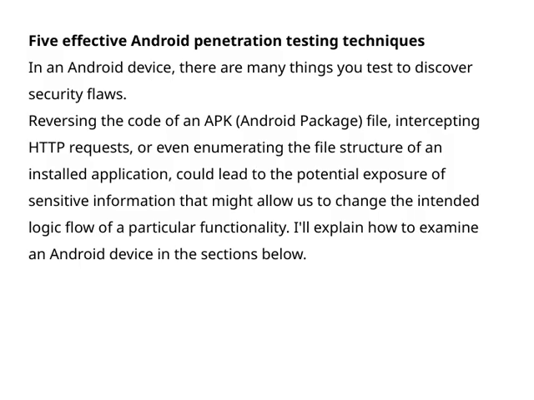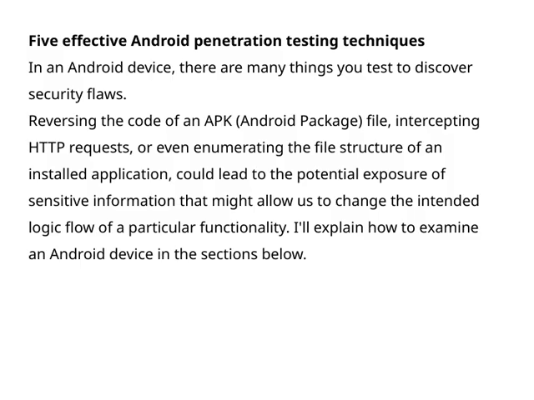Intercepting HTTP requests helps us analyze data sent between the app and servers, revealing potential data leaks. Enumerating the file structure of an installed app lets us locate sensitive files or configurations that shouldn't be accessible. All these techniques are crucial because they expose weaknesses that might otherwise be exploited. Throughout this presentation, I'll walk you through how to examine an Android device thoroughly, highlighting key strategies to identify and address security issues effectively.